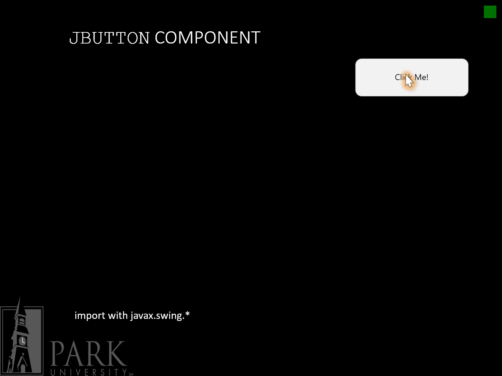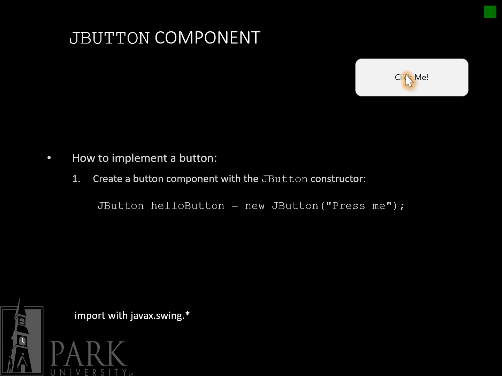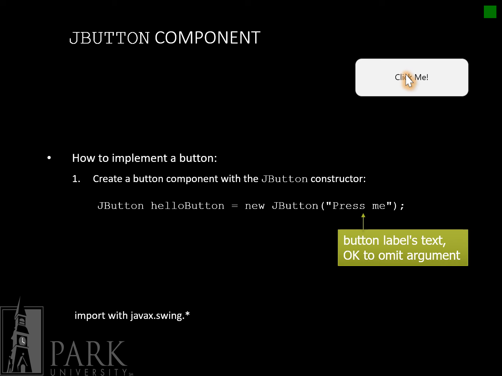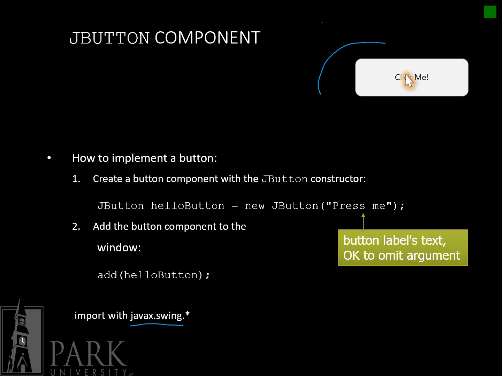We just use the JButton constructor like this, and then we add a button to our window by calling the add method, passing in the button as an argument. In order to use the JButton, we must make sure that it's imported with the javax.swing package. And you can see that right here. Okay, so that's different from our action listener, where it was java.awt.event. We need to make sure that we are using the javax.swing package to use a button.